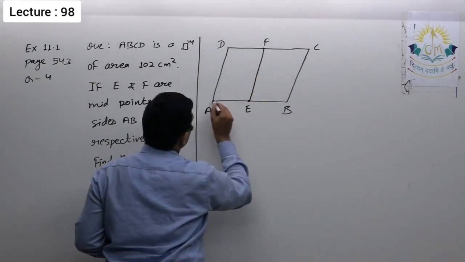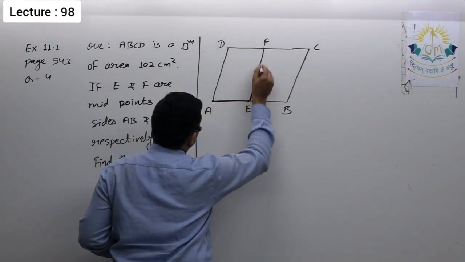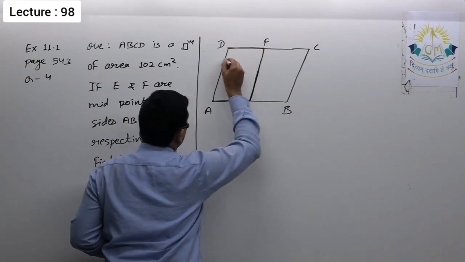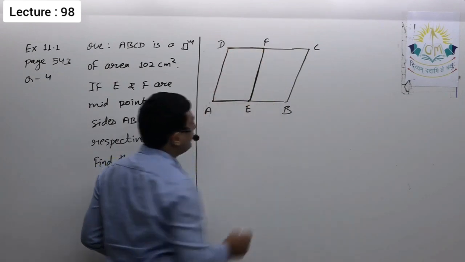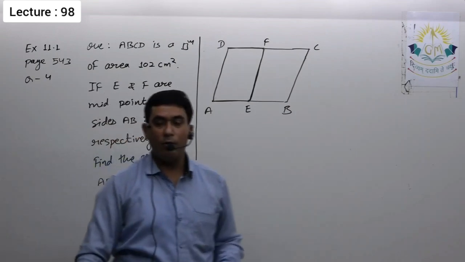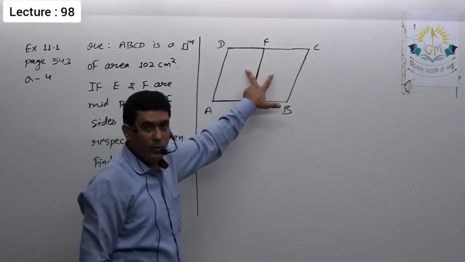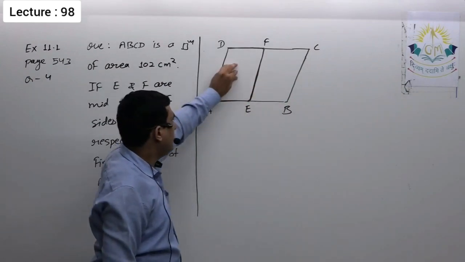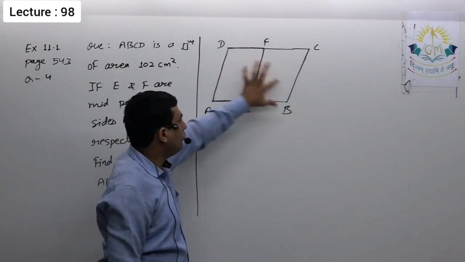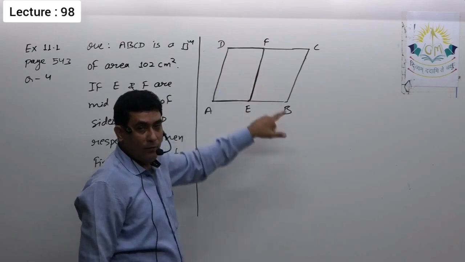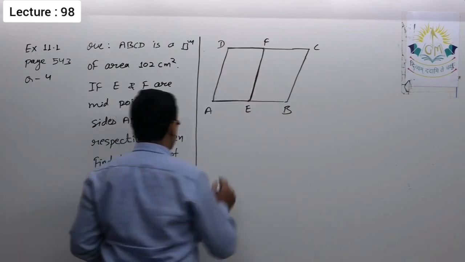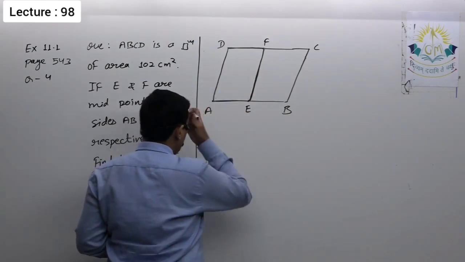If you remember, we saw that a line segment joining the midpoints of a pair of opposite sides of a parallelogram divides it into two parallelograms of equal area. That means the area of each of these two parallelograms will be half of the area of the original parallelogram. So here we'll start with that statement.